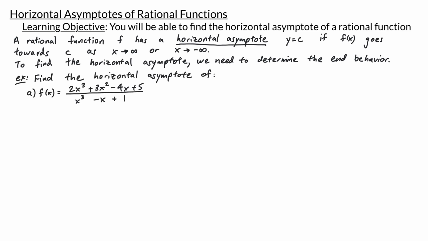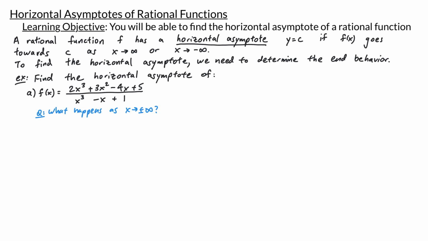In example A here, we want to find the horizontal asymptote of the function f of x equals 2x cubed plus 3x squared minus 4x plus 5, all divided by x cubed minus x plus 1. So what we want to ask ourselves is what happens to the outputs of our function as we trace our graph to the right and to the left. That means: what happens as we plug in larger and larger values for x, either positive or negative? The way our rational function is written right now, it's a little bit difficult to answer that question.